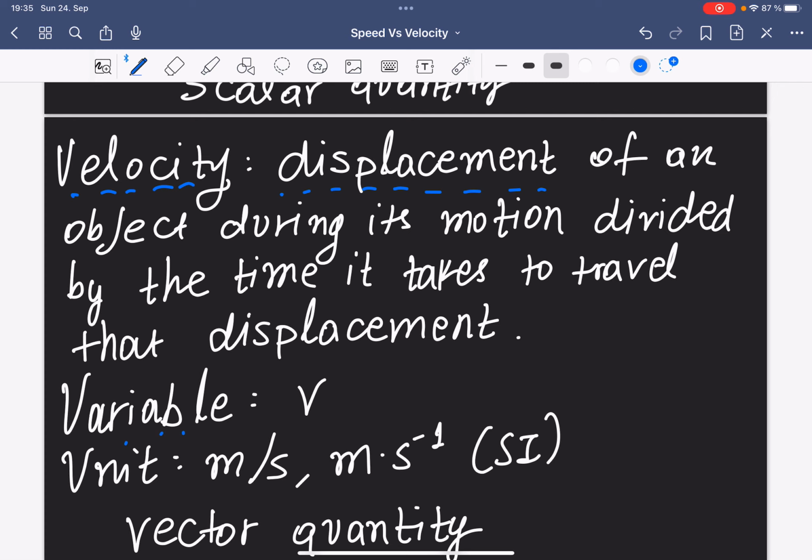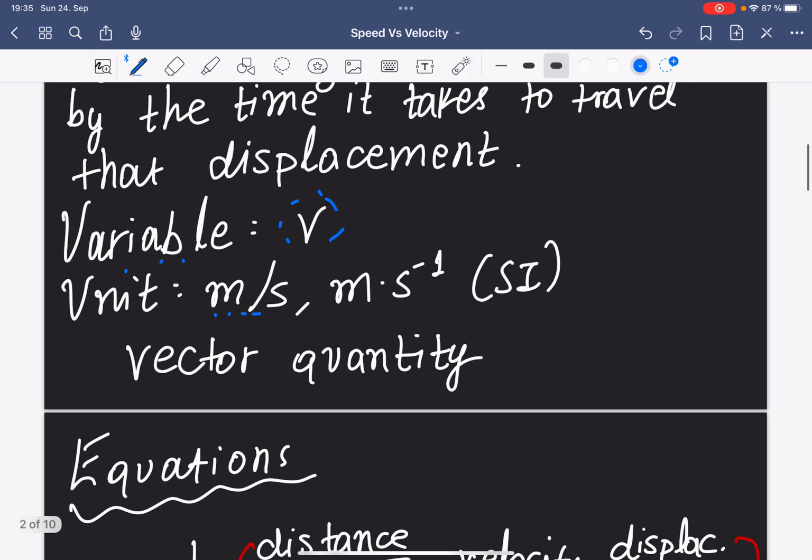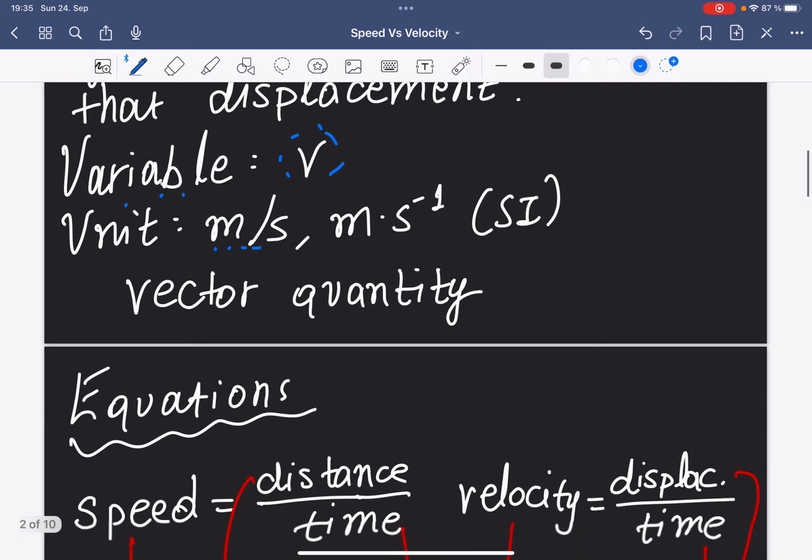Now the variable that we're using is v from velocity. Units are the same, meters per second or meters times second to the minus 1, and it is a vector quantity. Why? Because it is defined through displacement, which happens to be a vector quantity as well, meaning that we actually need to know the value for velocity, the size or magnitude, and its direction, the direction in which the object is moving towards. Okay, so speed, scalar quantity, velocity, vector quantity.